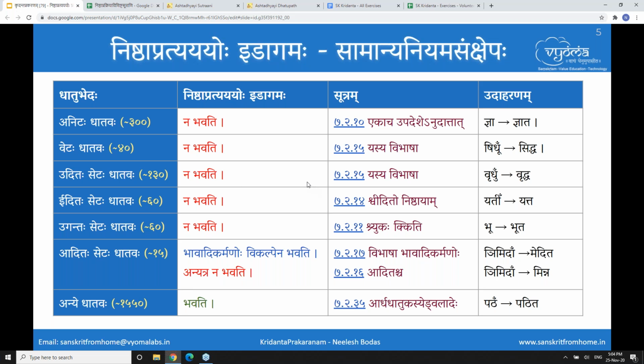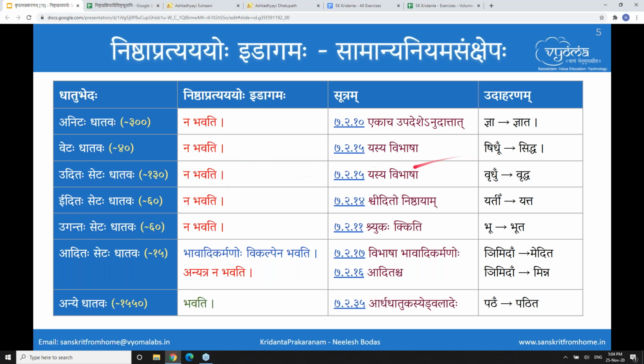So the first thing that we saw is there are a bunch of cases yatra yatra idagamah nishidyate. So in case of nishtha prakriya, the nishedha of idagama is extremely common, and then anytime you get a chance to do an idagama nishedha, you end up doing an idagama nishedha. So anit dhatuhu asti chet ekacha upadeshenu dattat iti idagamah na bhavati. Vet dhatuhu asti chet yasya vibhasha iti idagamah na bhavati.